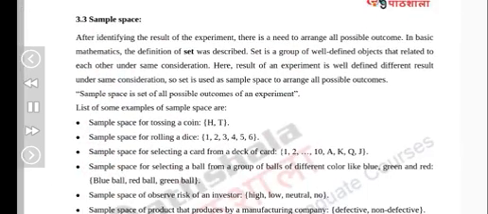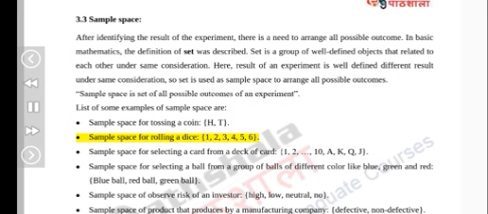3.3 Sample space. After identifying the result of the experiment, there is a need to arrange all possible outcomes. In basic mathematics, the definition of a set was described. A set is a group of well-defined objects that are related to each other under the same consideration. Here, the result of an experiment is a well-defined different result under the same consideration, so a set is used as the sample space to arrange all possible outcomes. Sample space is the set of all possible outcomes of an experiment. A list of some examples of sample space: the sample space for tossing a coin is {H, T}.